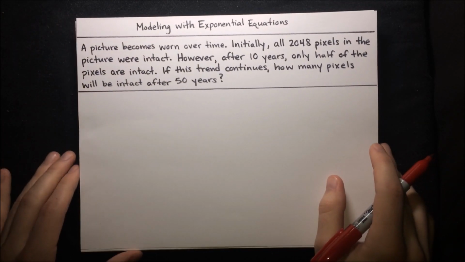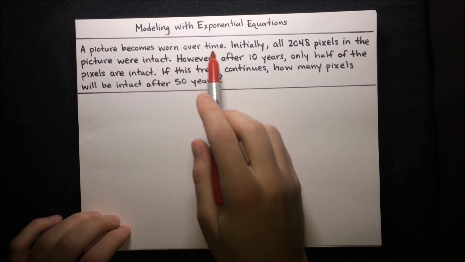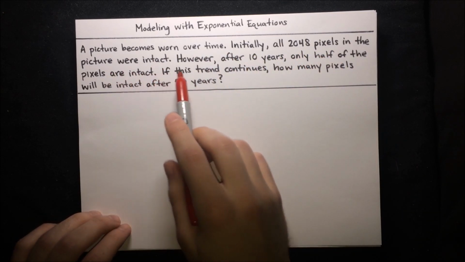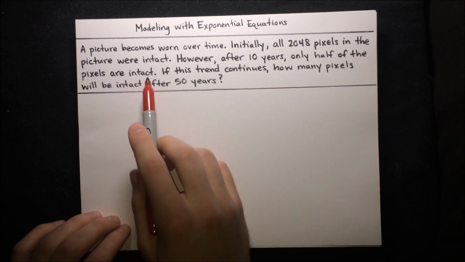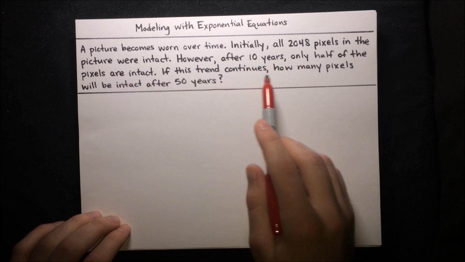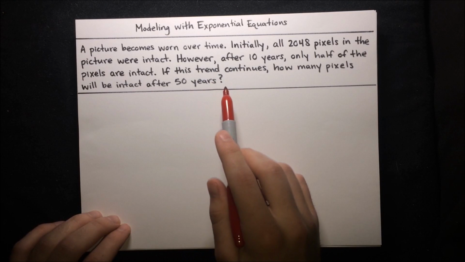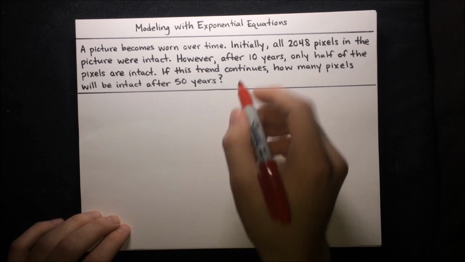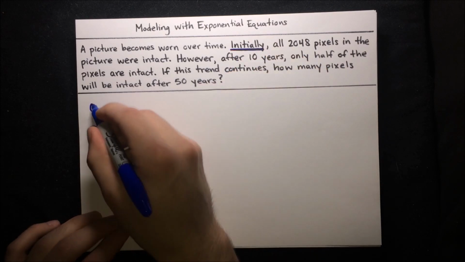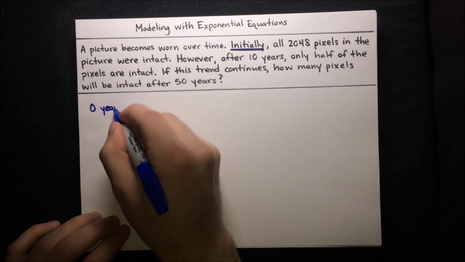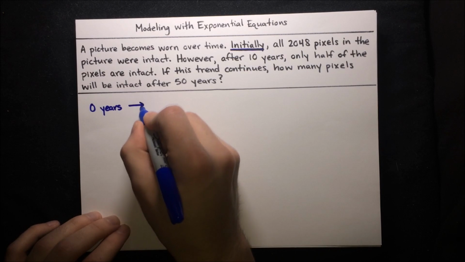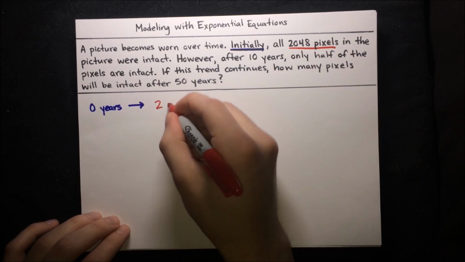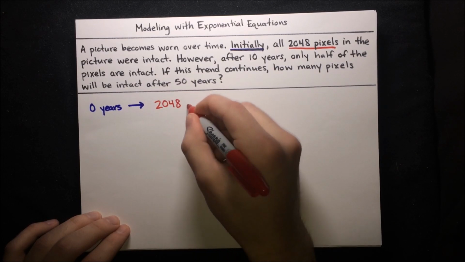Here's another problem. A picture becomes worn over time. Initially, all 2048 pixels in the picture were intact. However, after 10 years, only half of the pixels are intact. If this trend continues, how many pixels will be intact after 50 years? Why don't we set this up in a manner similar to the previous problem? So initially, we're at 0 years. And at 0 years, all 2048 pixels are intact. So 0 years, 2048 pixels.